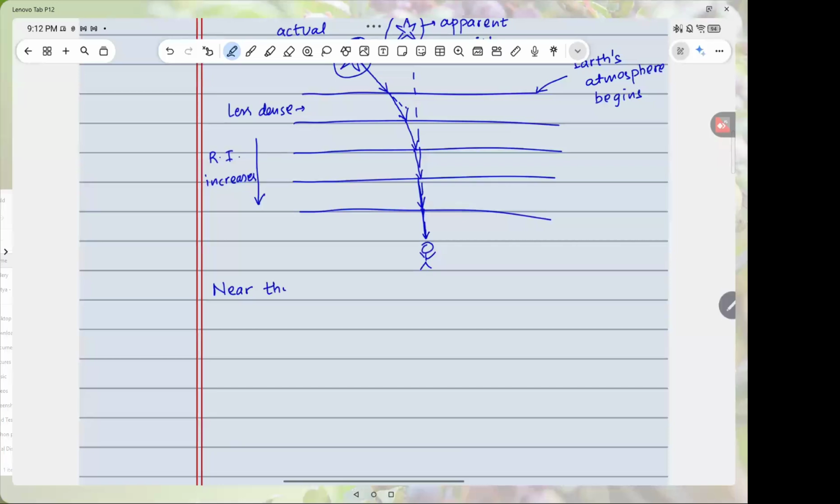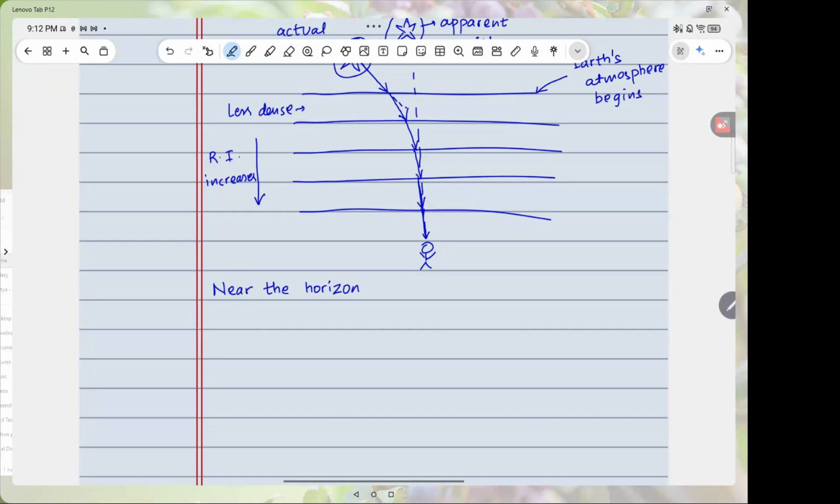near the horizon, everyone knows what horizon means, right? Everybody knows what horizon means. Okay? If you don't know, you can look it up later.